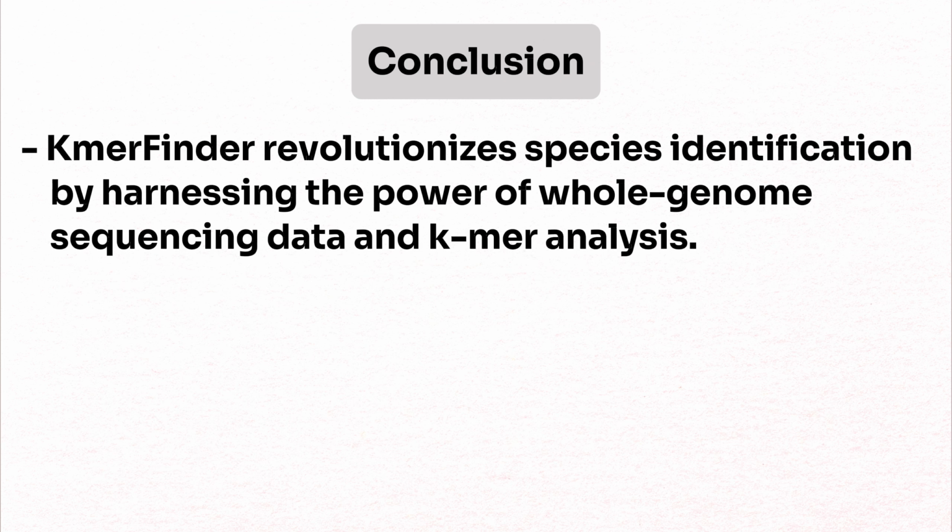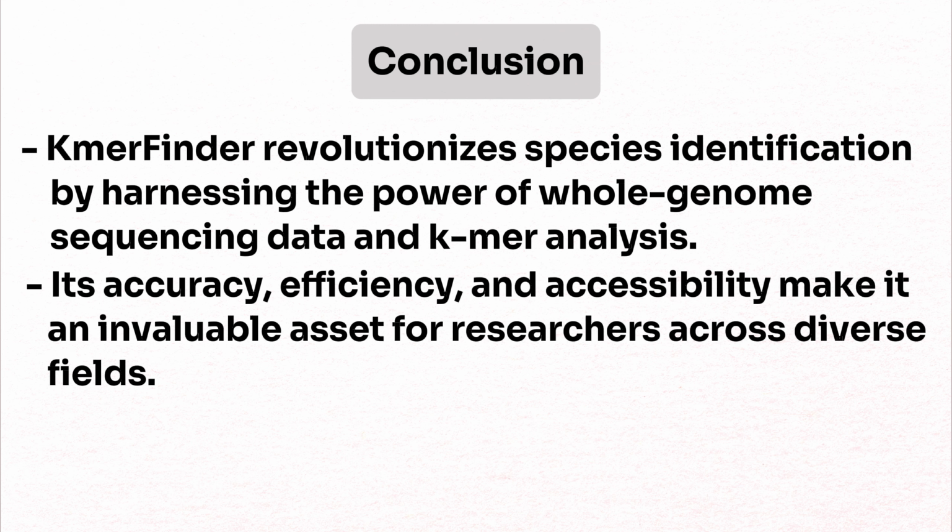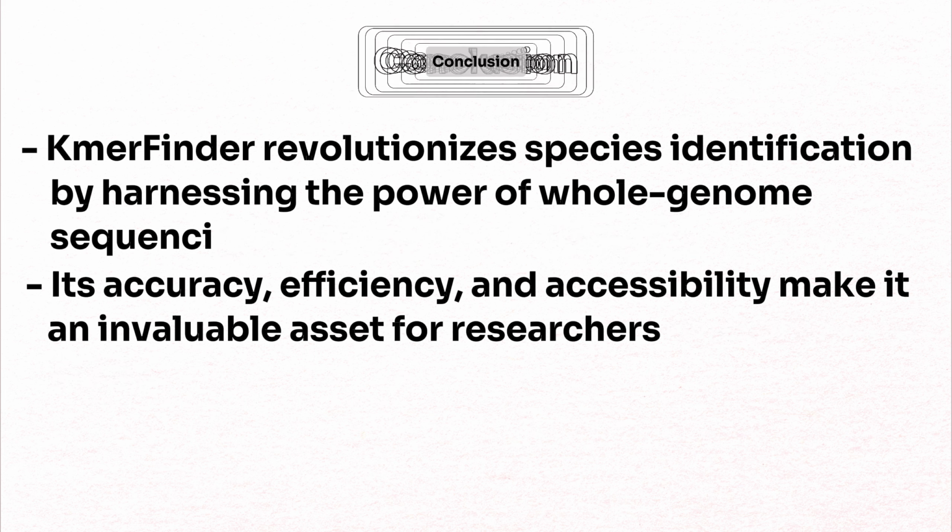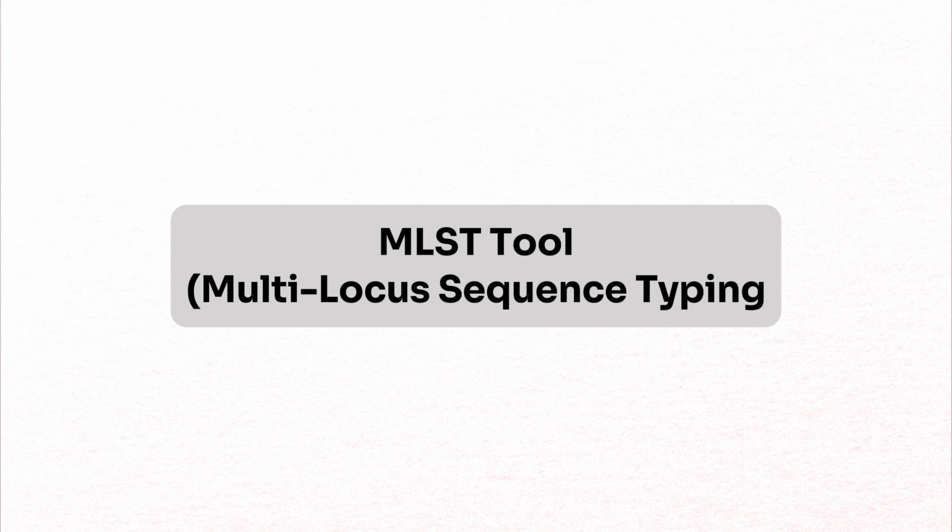Conclusion. In summary, Kmer Finder revolutionizes species identification by harnessing the power of whole genome sequencing data and Kmer analysis. Its accuracy, efficiency, and accessibility make it an invaluable asset for researchers across diverse fields. Next tool is MLST tool.